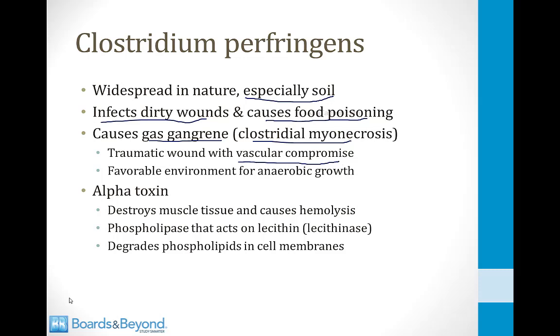Clostridium perfringens secretes a toxin that's helpful for gas gangrene called alpha toxin. This toxin destroys muscle tissue and causes hemolysis, and this helps create that favorable anaerobic environment that the bacteria likes. One thing that's high yield to know about this toxin is that it's a phospholipase that acts on lecithin. That's called a lecithinase. And this means it can degrade phospholipids in the cell membranes, and this is what helps it to break down muscle tissue and cause hemolysis.